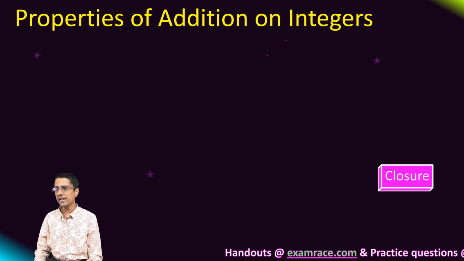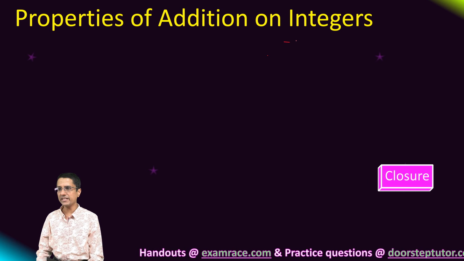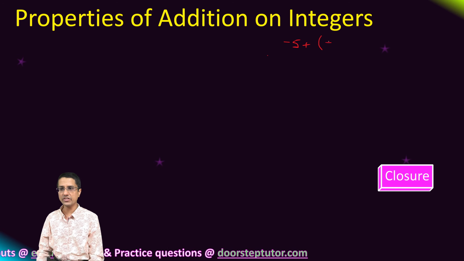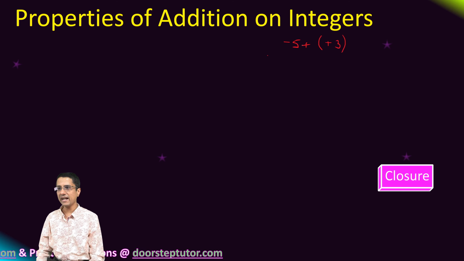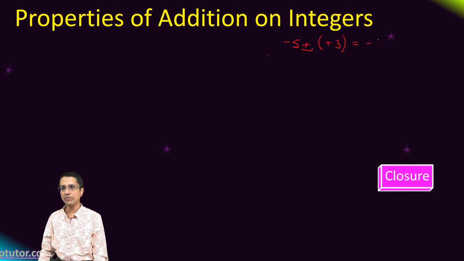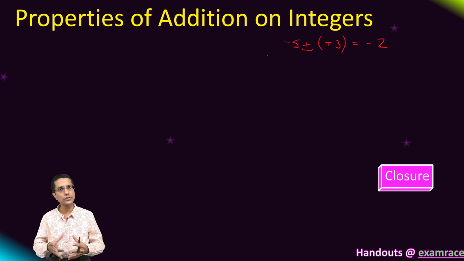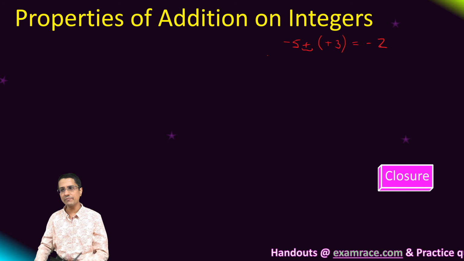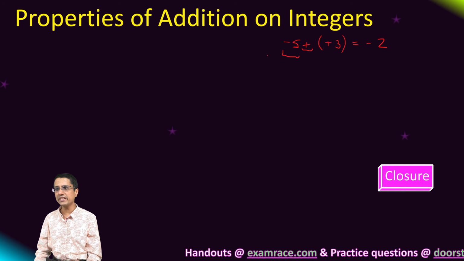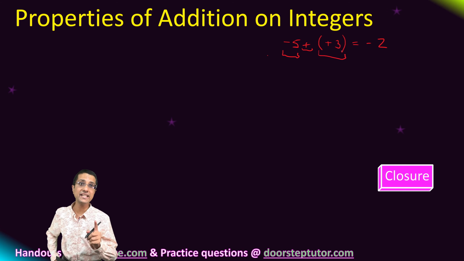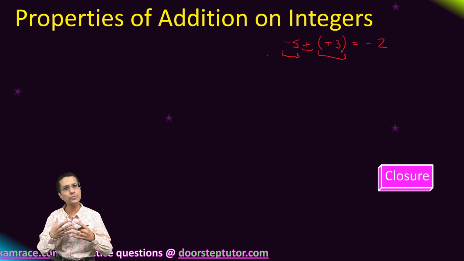So what does that mean? It means that if I take any two integers, let's say -5 and +3, or just 3, and I do an addition over those two, then my answer would necessarily be an integer. So that is the closure property. Similar to the closure property of whole numbers, it says that no matter which two integers I take, if I add them together, the answer would necessarily be an integer, and that is to be expected, right?